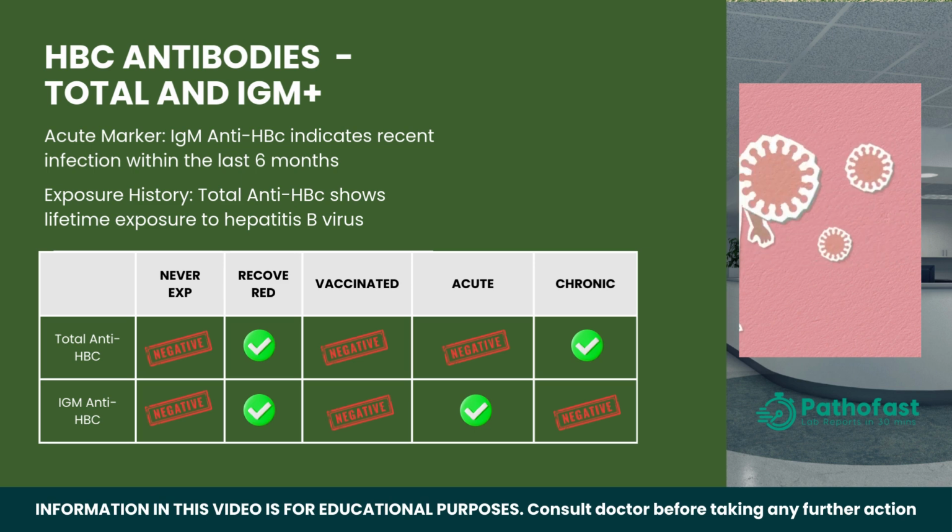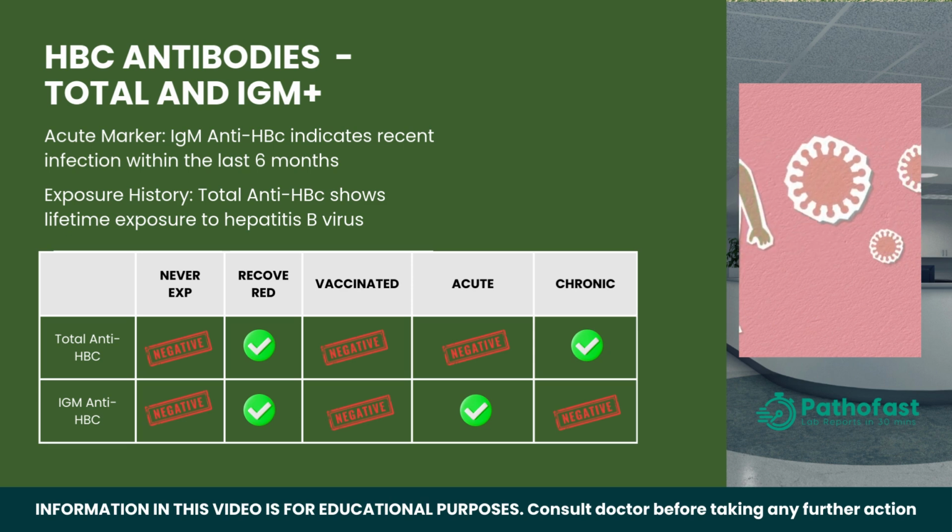Now, what do these two antibodies mean in the different patterns of infection? So let's see, if somebody was never exposed, you know that both of them should be negative. If somebody has recovered from the infection, we expect that the total anti-HBC will be positive and the IgM anti-HBC will be negative. If somebody was successfully vaccinated, we expect both these things to be negative because, as you know, the HBC is only present in the hepatitis B viral particle itself and it is not present in the vaccine. So, the vaccine does not elicit the manufacturing of these antibodies.